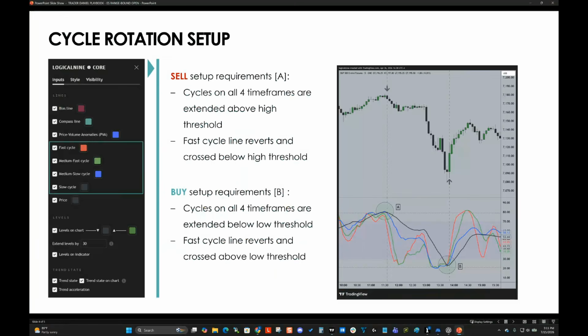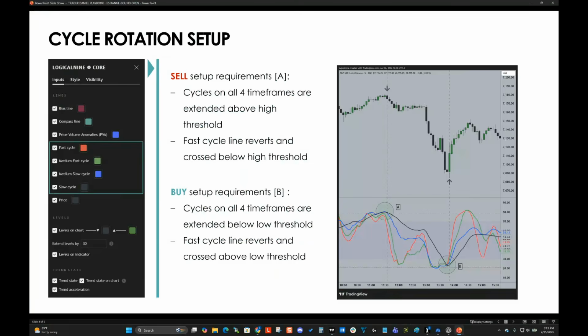Here is the information about the cycle rotation setup. The setup is based on my core tool, which displays 4 lines that represent market cycles on different time frames. In particular, the red line represents the fast cycle, meaning the cycle that is taking place on the chart time frame. The black line represents the slow cycle, meaning the cycle that is taking place on the higher time frame. And the green and blue lines represent cycles developing on intermediate time frames.